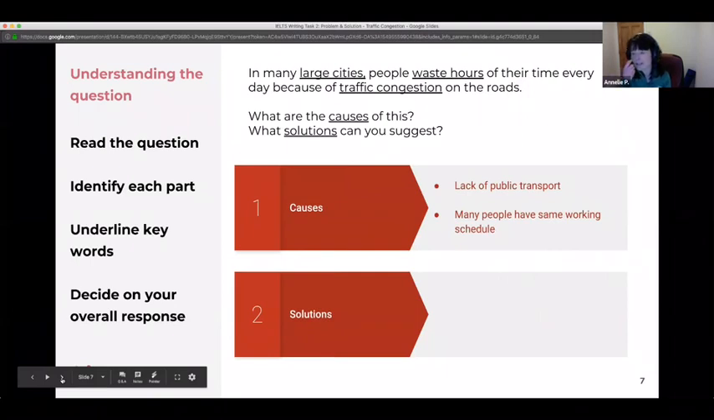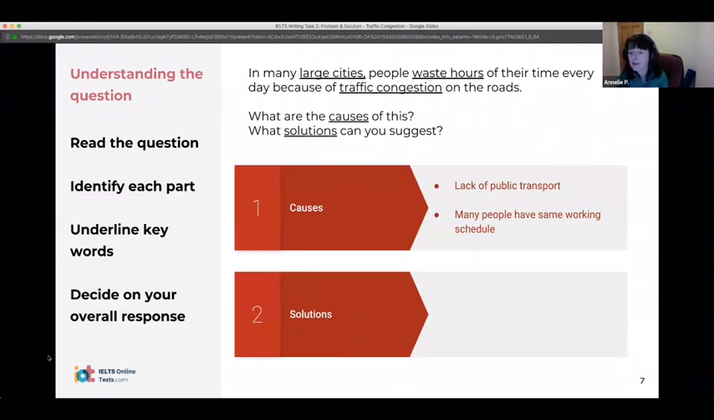So we've decided to go for lack of public transport and the fact that most people are moving at the same time. They have the same working day. So you can see there are 2 causes. It's always a good idea to think of 2 ideas in each of your body paragraphs. So then we're going to have 2 solutions as well.